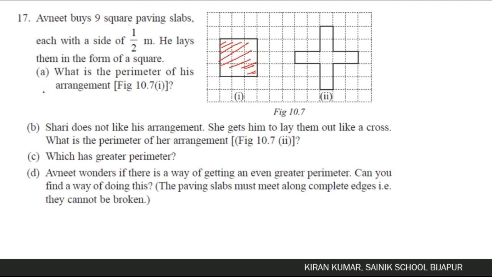So perimeter is 4 times the side, so it is 4 times of 1/2, which is 2 meters.